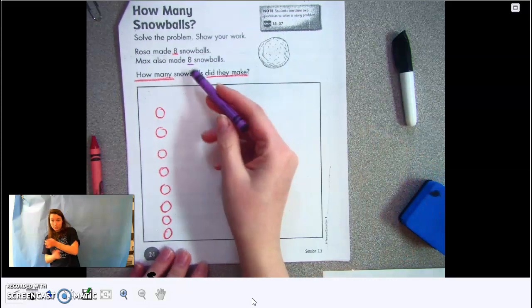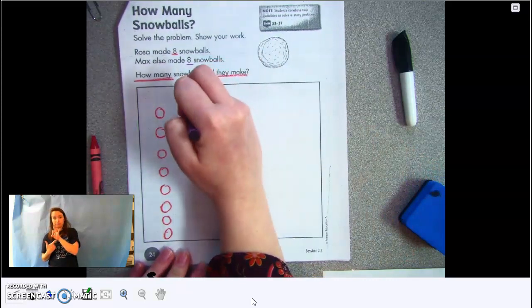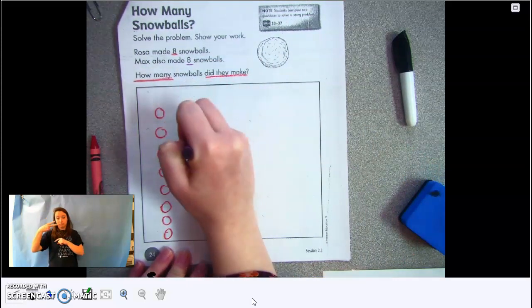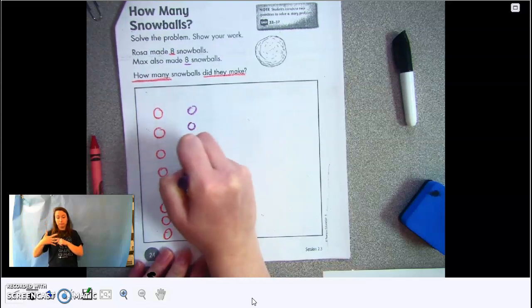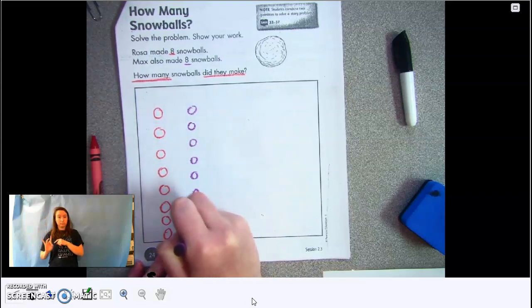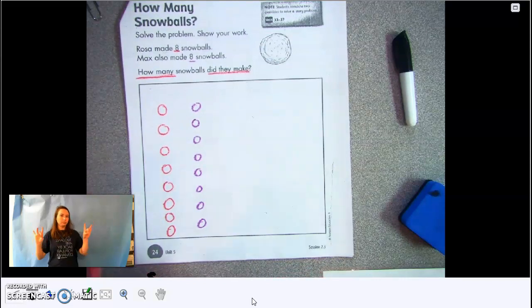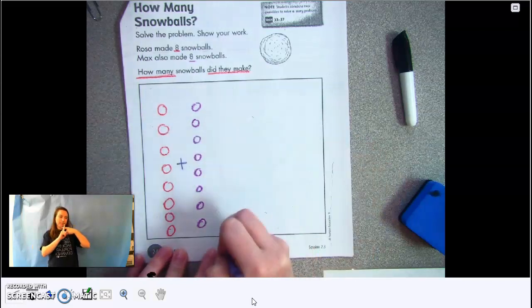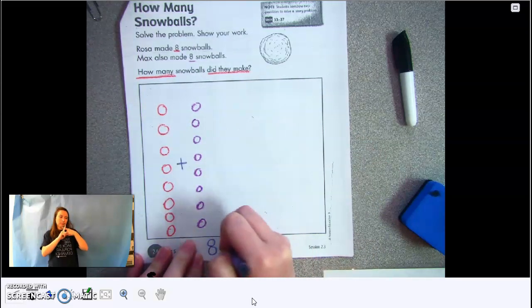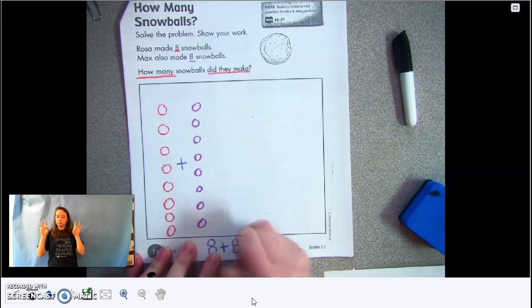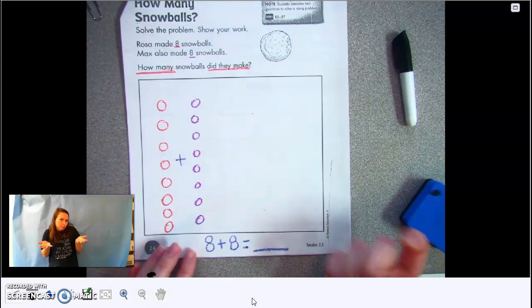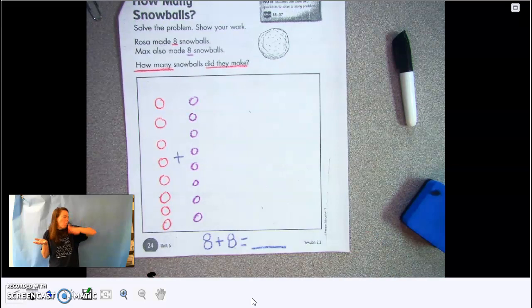So Max also made 8. So I'm going to draw 8 more circles. 1, 2, 3, 4, 5, 6, 7, 8. Now, if I'm adding them, I'm going to count them together. I'm going to add them together. So I'm going to draw my number sentence at the bottom. 8 plus 8 more equals something. We're not sure yet what that something is.